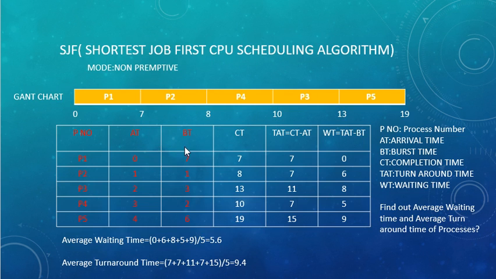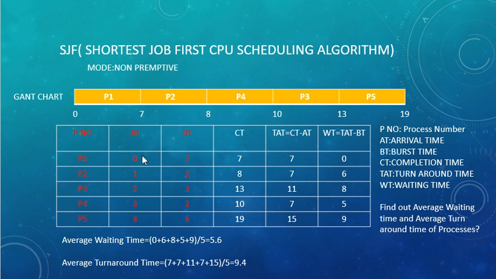Looking at the burst times, 7 is the highest burst time compared to the other processes. P1's burst time is more than the others, but its arrival time is 0, so you compulsorily have to schedule it in the Gantt chart first, and afterwards the SJF, shortest job first scheduling algorithm, is applied as far as the CPU is concerned.